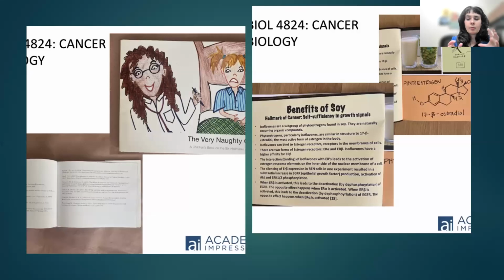And these are a couple of examples of what some groups came up with. One group created the Naughty Cells booklet full of images, some research, and things that demonstrate their understanding of the hallmarks of cancer. Another group created the benefits of soy booklet. And again, every group was super creative and they came up with their own things. But the target audience for those artifacts would be people who wouldn't have any foundational knowledge of cancer biology.